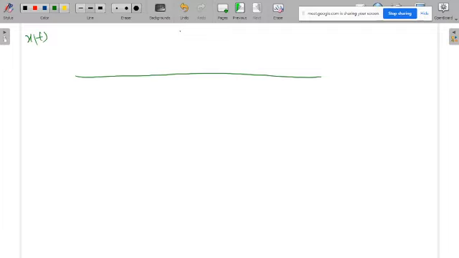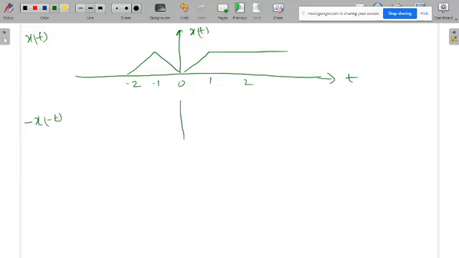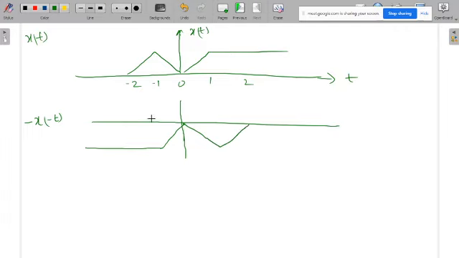So what is x of t? x of t is the originally given signal that goes like this: minus 2, minus 1, 0, 1, 2, like that it goes. This is the original given signal. Then we have just calculated minus x of minus t. That signal is like this.